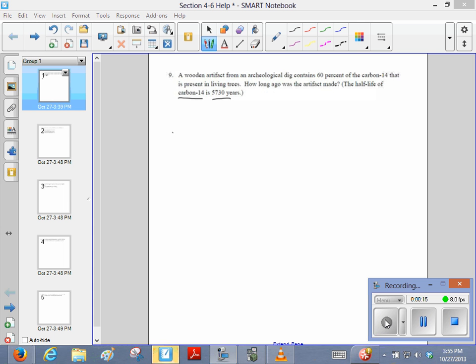So I know that when I'm dealing with these exponential growth equations, I can write these in annual growth form. I can also write these in exponential or continuous growth form. I'm going to choose to do it this way today, just because I feel like doing that.